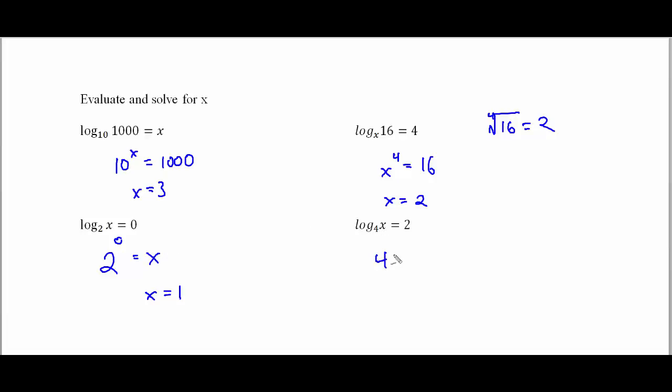Finally, if we have the base of 4, and we have the power of 2, the answer is x. So in this case, the answer 4 to the second power, x is equal to 16.